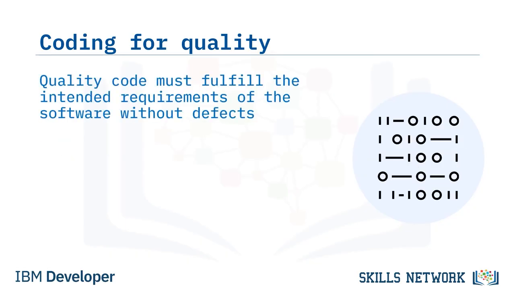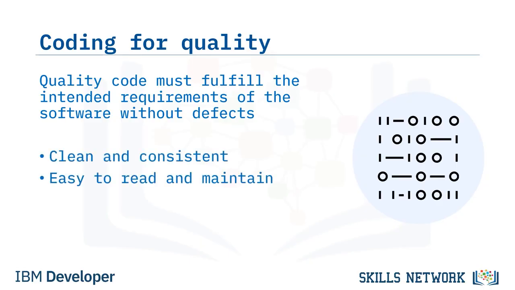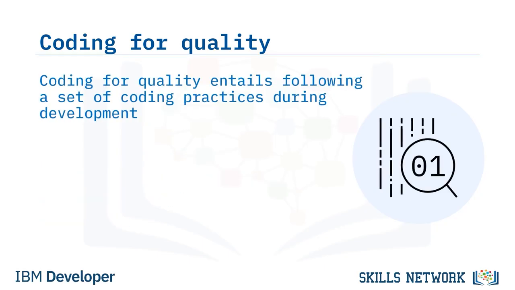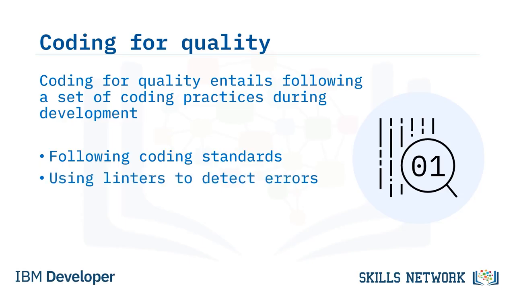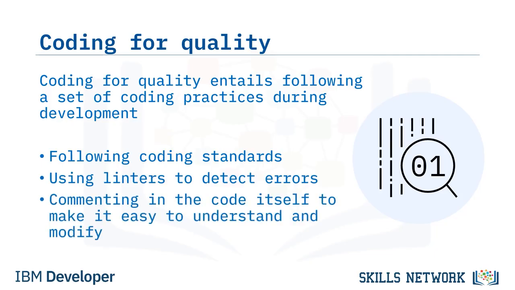Quality code must fulfill the intended requirements of the software without defects. Additionally, it should be clean and consistent, easy to read and maintain, well documented, and efficient. Coding for quality entails following a set of coding practices during development. These include following common coding standards, conventions, patterns, and styles, using automated tools known as linters to detect pragmatic and stylistic errors, and commenting in the code itself to make it easy for others to understand and modify.